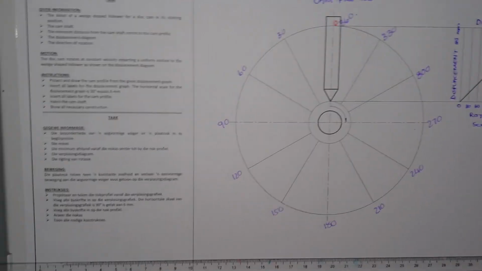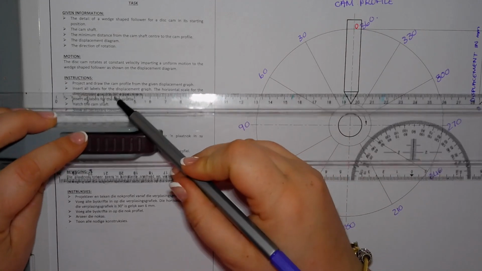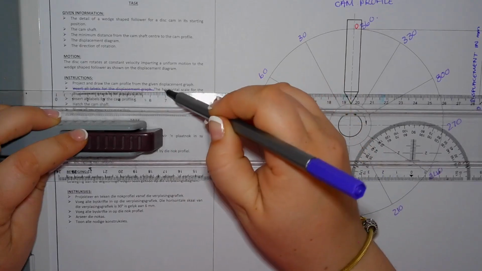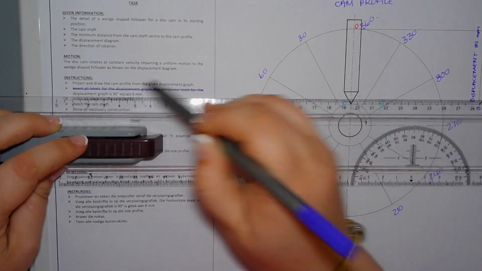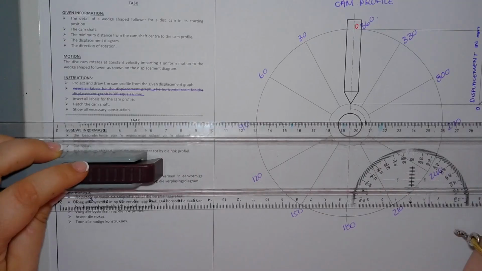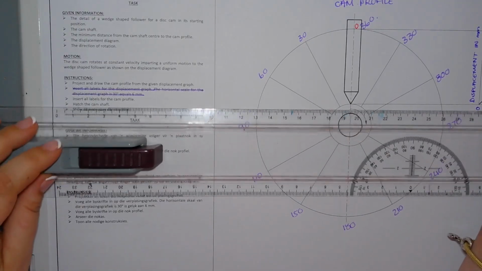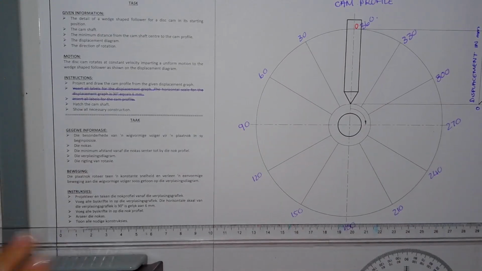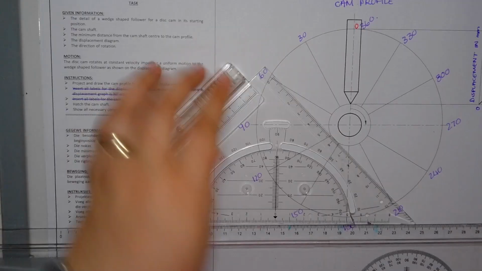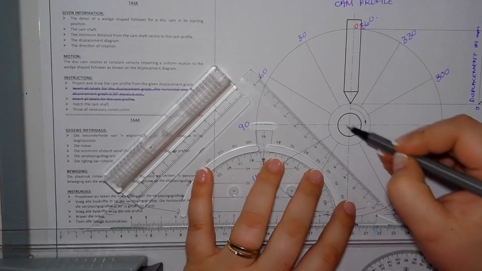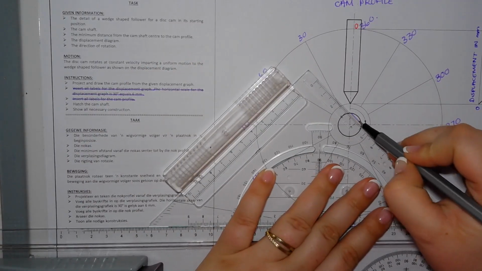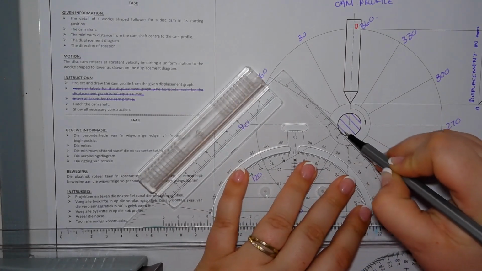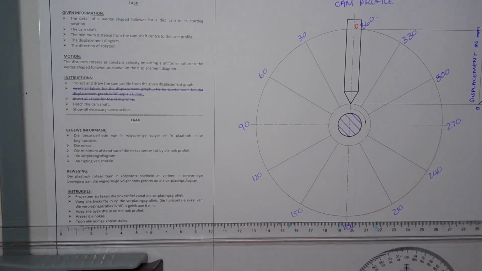Looking at the instructions, I have inserted all the labels of the displacement graph, and I've also added the horizontal scale. Then insert labels for the cam profile, hatch the camshaft. So this circle that you have here in the middle is your camshaft, and I'm just going to hatch it. You can also take out your compass.